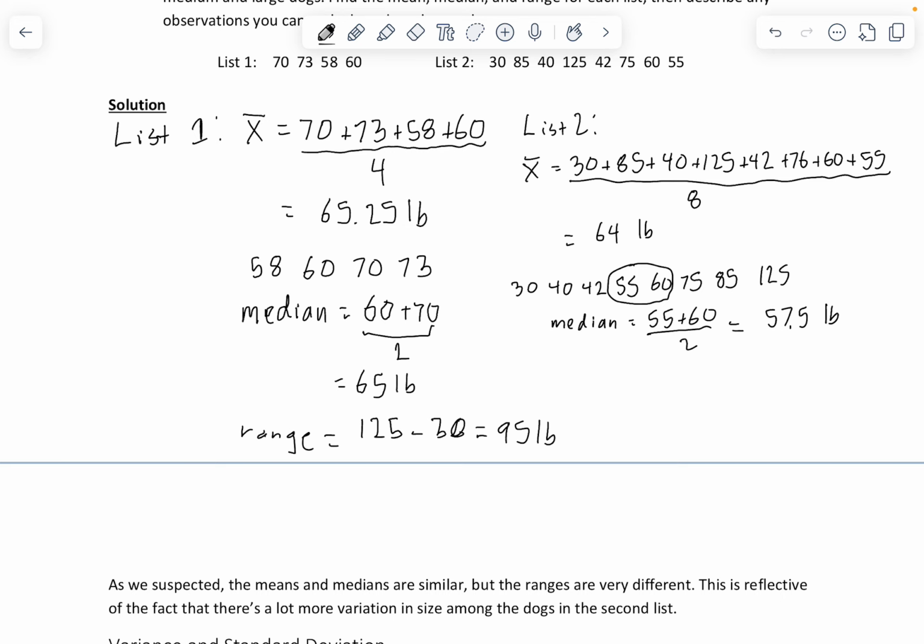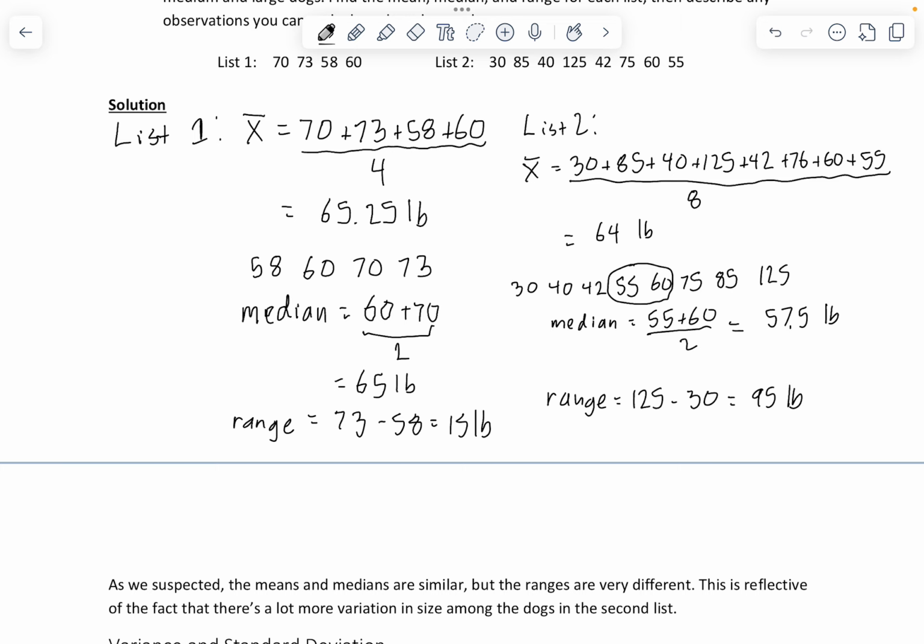And then the range, I just realized I made a mistake. I apologize. The range for the first set of numbers is actually 73 minus 58, which equals 15 pounds. And then the range for the second list is what I had previously. So 125 minus 30 equals 95 pounds. Sorry about that.